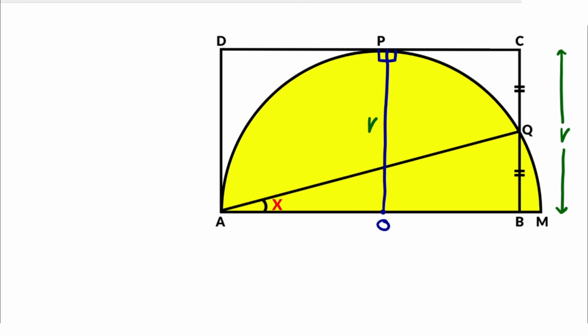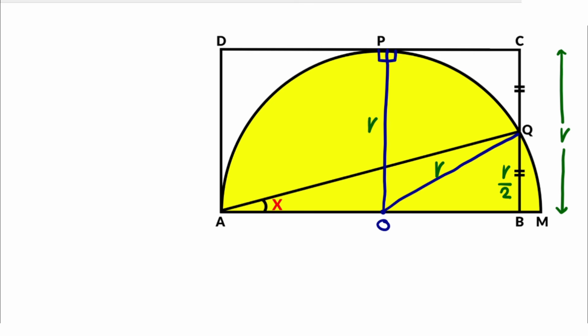But Q is the midpoint of BC. Therefore, BQ equals R divided by 2. Now join O to Q. Since Q lies on the semicircle, OQ is another radius. So OQ also has length R.